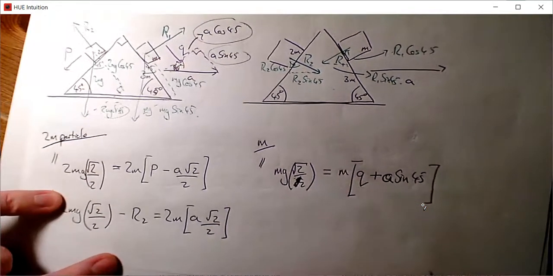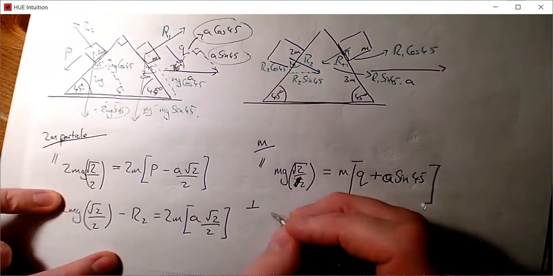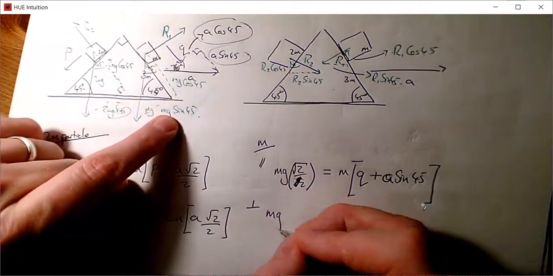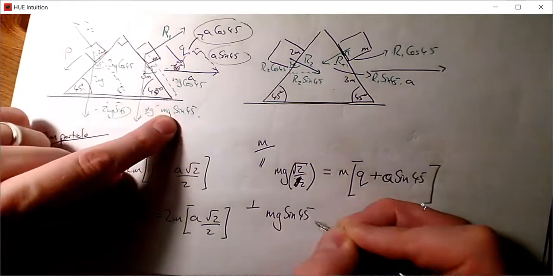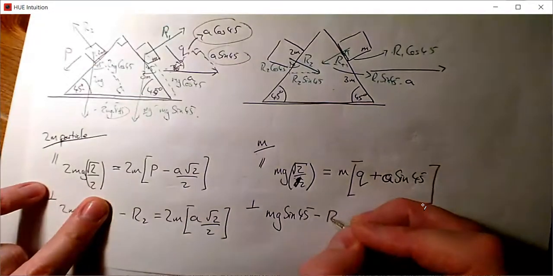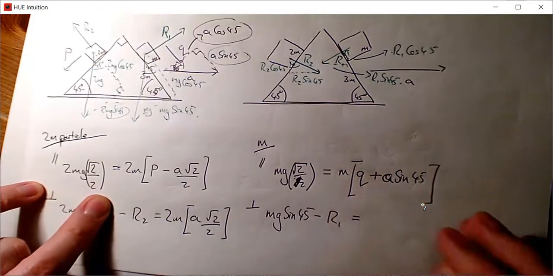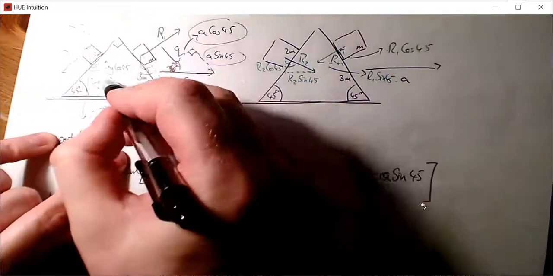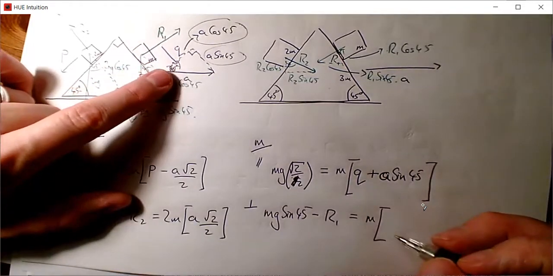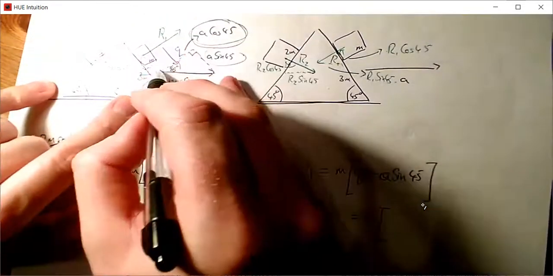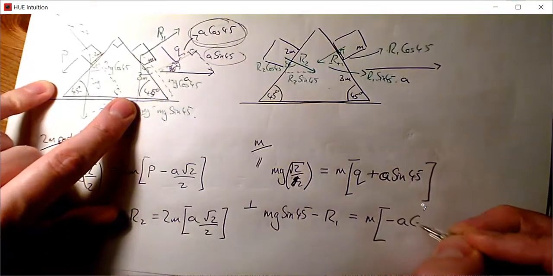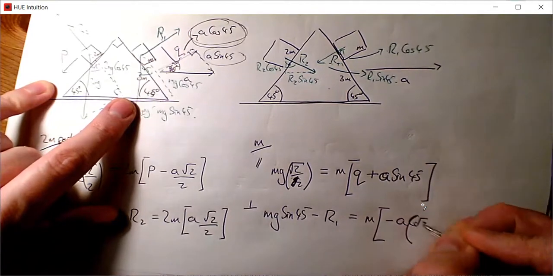Sorry about that. Perpendicular, you're going to have mg sine 45. It's the only force acting. Oh, excuse me, no, it's not. R1 is acting into the wedge, minus R1 is acting out of the wedge. Okay, so in and out equals, mass is still m, times acceleration, this time a cos 45 is the only acceleration. It's in the same direction as R1, so minus a cos 45. Okay, and cos 45 is root 2 over 2.